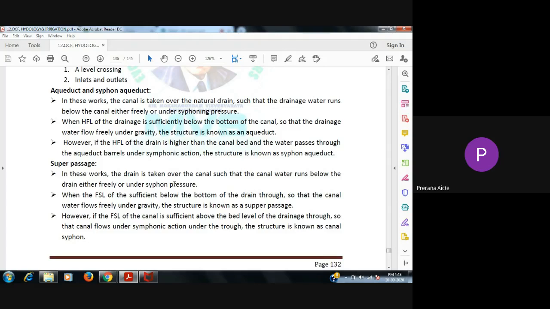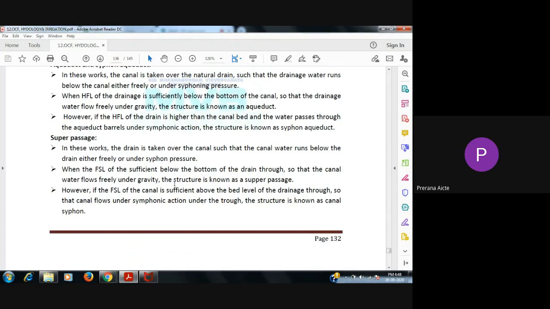When the high flood level of the drainage is sufficiently below the bottom of the canal, so that the drainage water flows freely under gravity, the structure is known as an aqueduct. Sometimes the high flood level of the drain is higher than the canal bed, and the water passes through the aqueduct barrels under siphonic action. So the structure is known as siphon aqueduct.